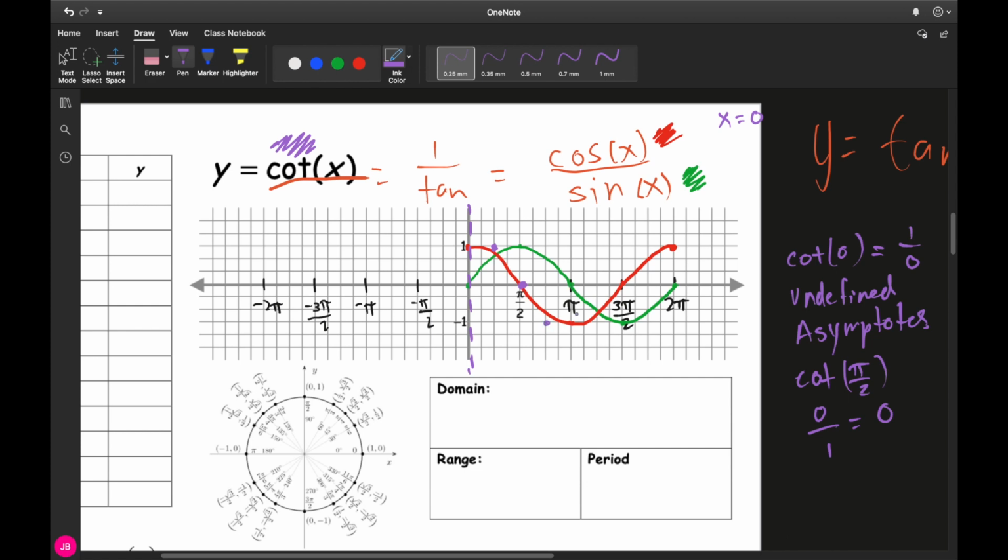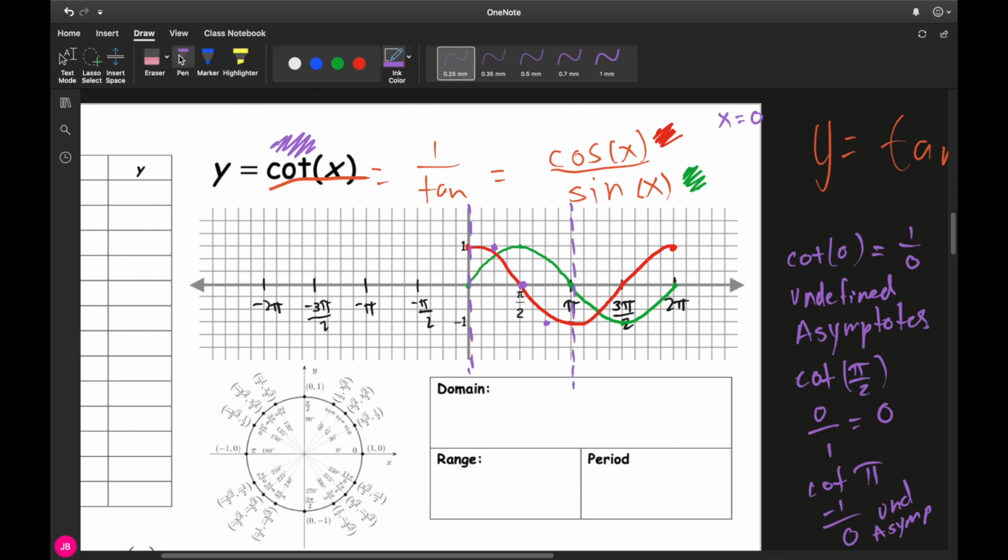And then look at what happens with pi. At pi, cotangent of pi, we have cosine as -1, so -1 divided by sine, which is 0. So once again, we're dividing by 0, which means we have an undefined value, which means we have an asymptote. And so at pi, we're going to have an asymptote right here.